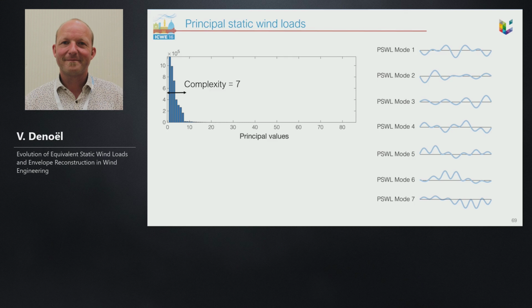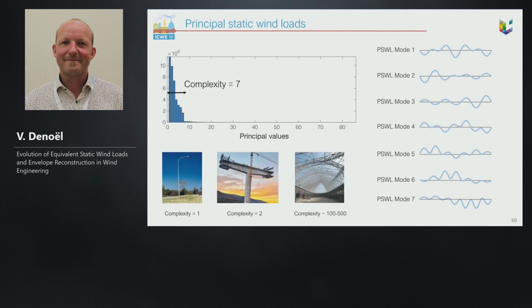We don't have to seek in a space that is larger than 7 in dimension in order to solve that problem. If I had done exactly the same for a light pole, I would have realized that only one principal value is enough. Complexity is 1. For this one, complexity is 2. And for the last one, complexity would be 100, maybe more. So this is a super generic method that will tell you how complex the structure is and which is able to adapt exactly to what you need.